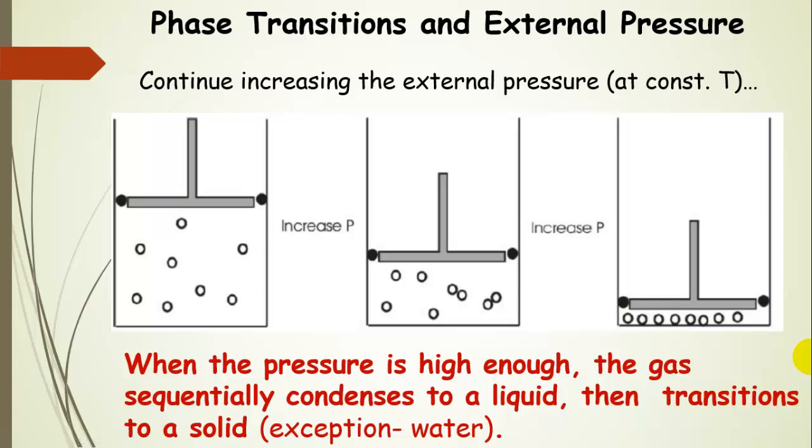Now, if we keep increasing the pressure to this point, then we've basically forced all of those molecules tightly together. It's going to condense to a liquid and then to a solid. Now, there is an exception for water. Water is actually the other way around. But for most substances, it's going to go from a liquid and then to a solid as you increase the pressure. And that's a weak dependence, but there's a small dependence.